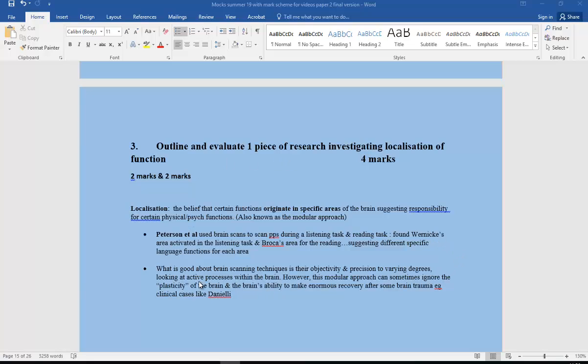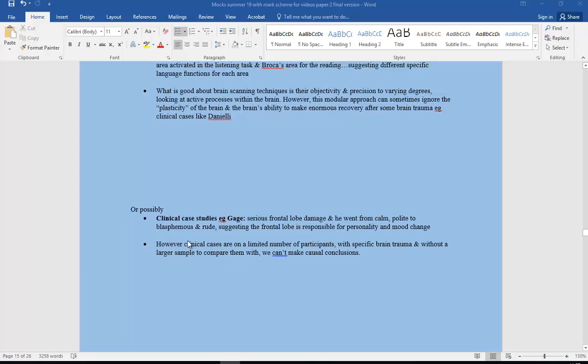So we then need to evaluate. What's good about brain scanning techniques is their objectivity and, to varying degrees, their precision. Looking at active processes within the brain, so it tells us about active processing within the brain. However, this modular approach can sometimes ignore the plasticity of the brain and the brain's ability to make enormous recovery after some brain trauma, so e.g. clinical cases like Daniele. So we could use something like that, or as I say, we could use Finis-Gage.